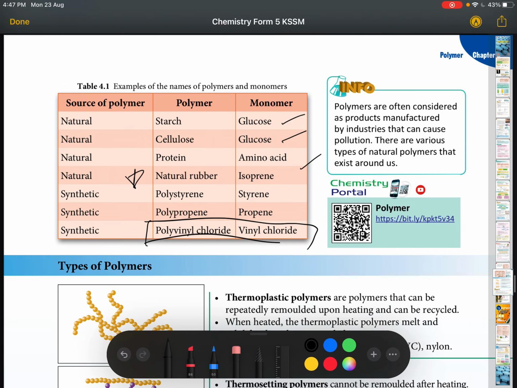So polyvinyl chloride is another fancy name for, I think it was, chloroethane. So polyvinyl chloride and chloroethane are the same. I think it's C2H3Cl if I remember correctly. But yes, you just have to be aware of this.